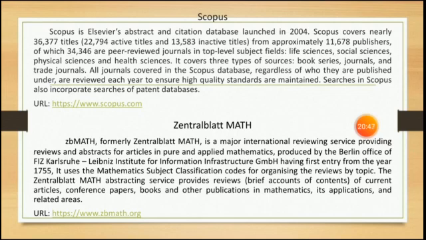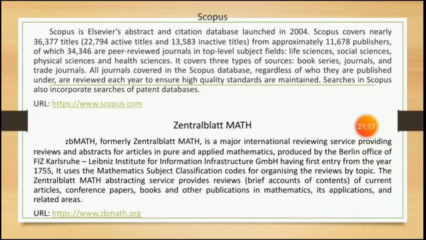It covers three types of sources: book series, journals, and trade journals. All the journals covered in the Scopus database, regardless of who they are published under, are reviewed each year to ensure high quality standards are maintained. That's why if your publications are in a Scopus indexed journal, it gives the quality of your research paper also. Search in Scopus also incorporates searches of patent databases.